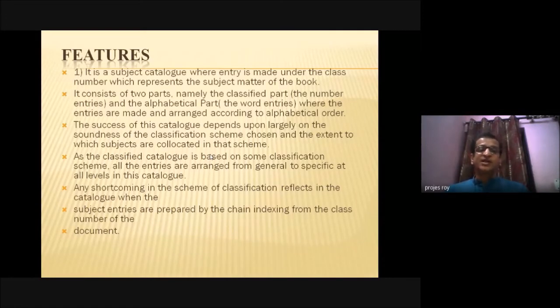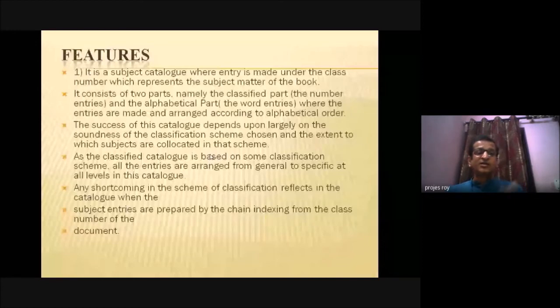As a classified catalog is based on some classification scheme, all entries are added, general or specific, at all levels in this catalog. The shortcoming of the classification scheme is reflected in the catalog when the subject entries are prepared by chain indexing for the class number of the document. These are the features. These are the advantages of that.